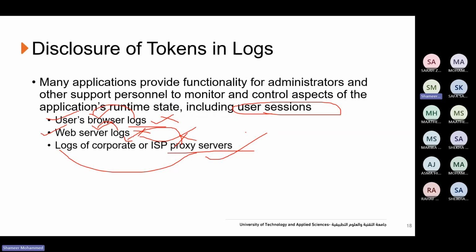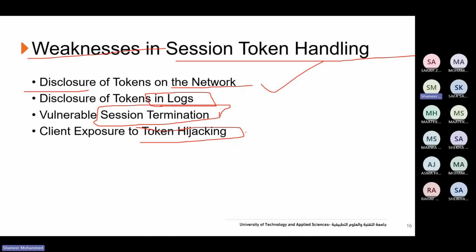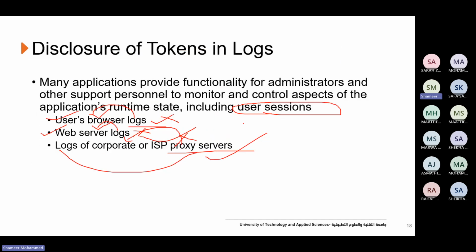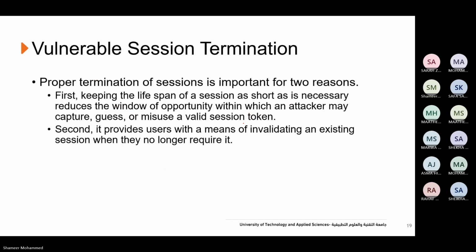Understand? So number 2: the first one is don't send it on the network, and the second one is don't save it in the log files. Number 3 is vulnerable session termination. Okay, vulnerable session termination. What is this one?